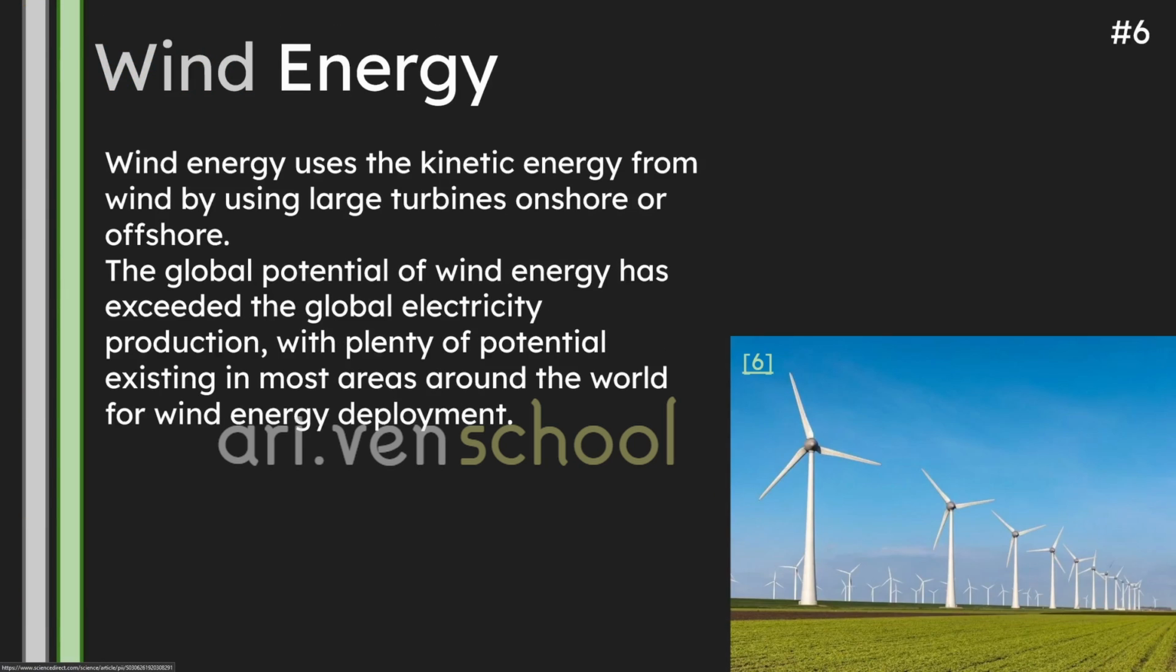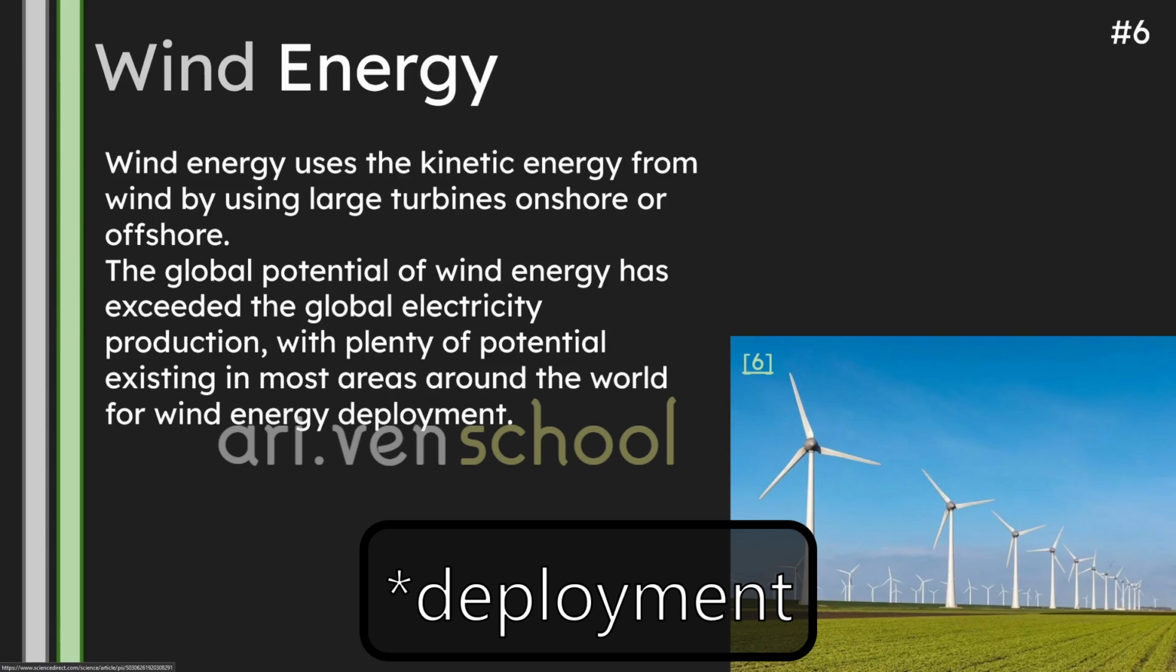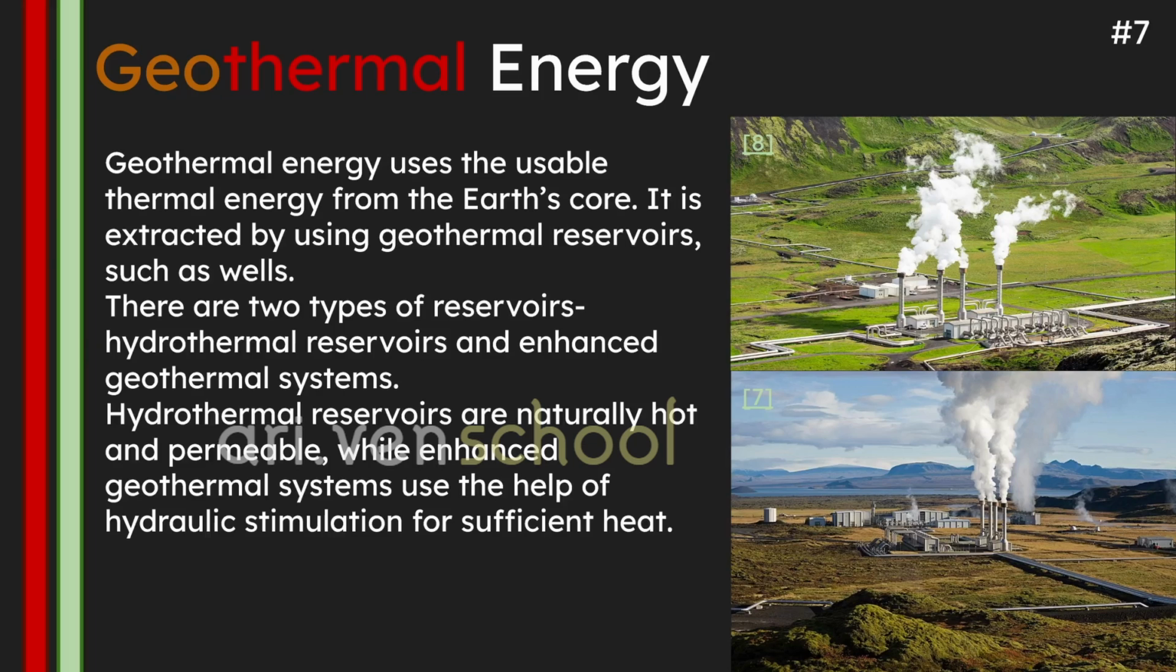Wind energy uses the kinetic energy from wind by using large turbines onshore or offshore. The global potential of wind energy has exceeded global electricity production, with plenty of potential existing in most areas around the world for wind energy development. Geothermal energy uses the usable thermal energy from the Earth's core. It's extracted by using geothermal reservoirs such as wells. There are two types of reservoirs: hydrothermal reservoirs and enhanced geothermal systems. Hydrothermal reservoirs are naturally hot and permeable, while enhanced systems use hydraulic stimulation for sufficient heat.